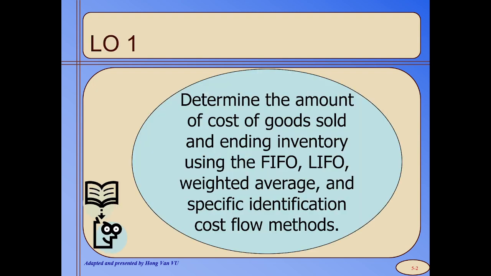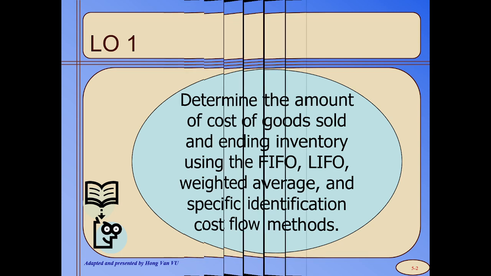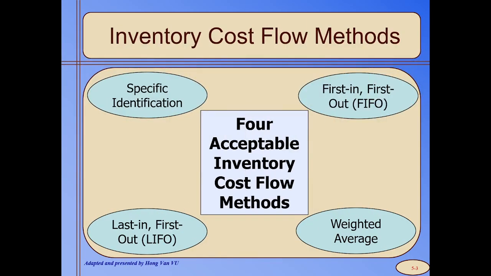Learning objective 1: determine the amount of cost of goods sold and ending inventory using the different methods of inventory. So, the inventory cost flow method records that when the goods are sold, the production costs flow or are transferred from the inventory account to the cost of goods sold account. The four acceptable methods to determine the amount of cost to transfer are specific identification, first in, first out, last in, first out, and weighted average cost methods.